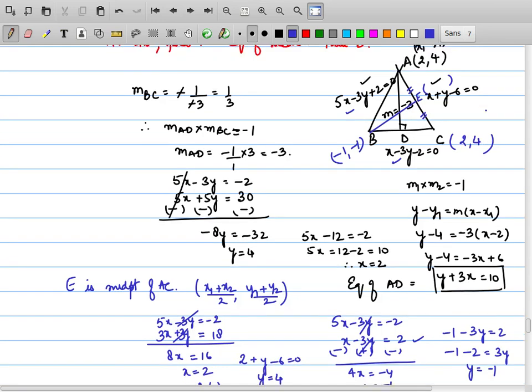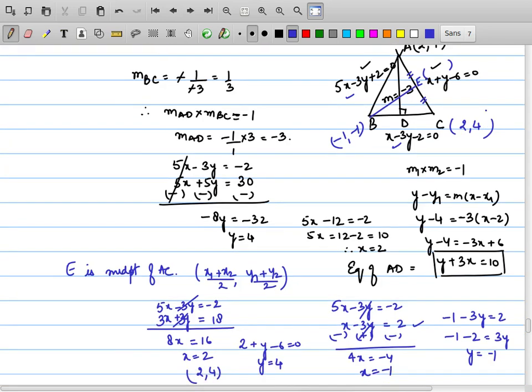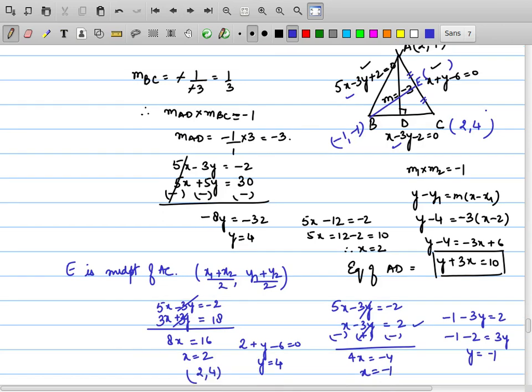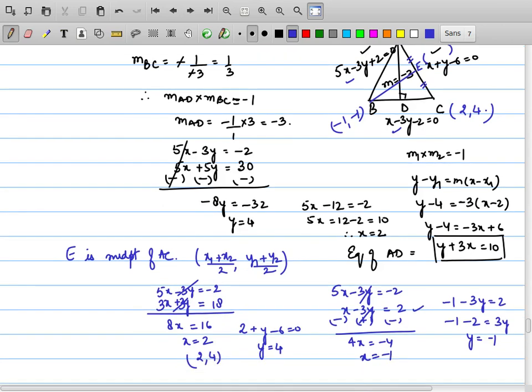Now we know the coordinates of all the three vertices. Rather, how is it possible? We've got the coordinates of A as 2, 4. How can we get C as 2, 4? There is a mistake at this point. We have taken the same two equations. We'll solve x minus 3y equals to 2, this equation and this equation.